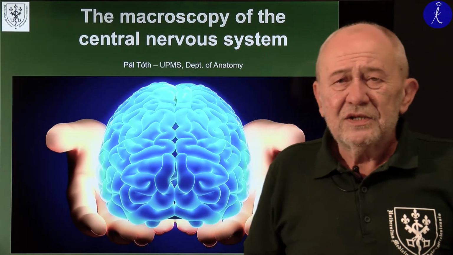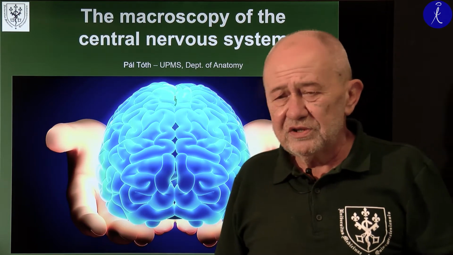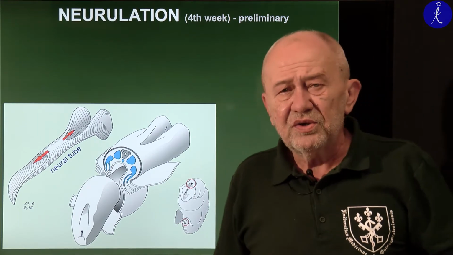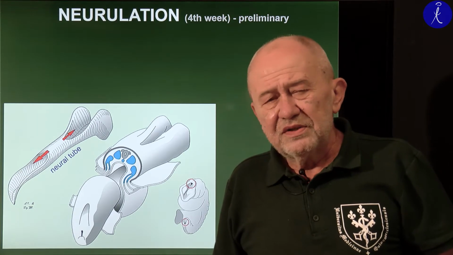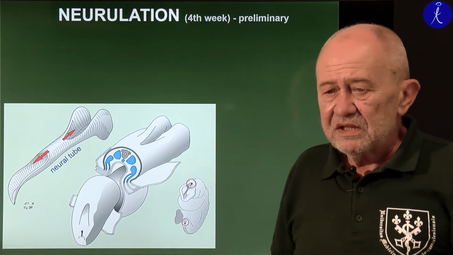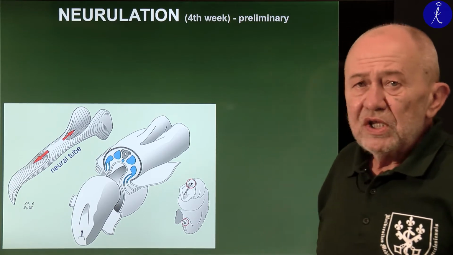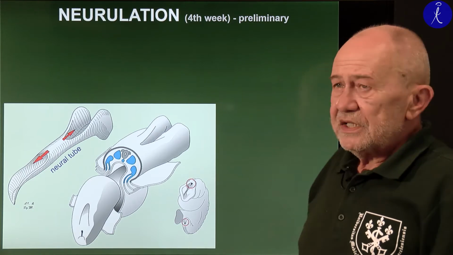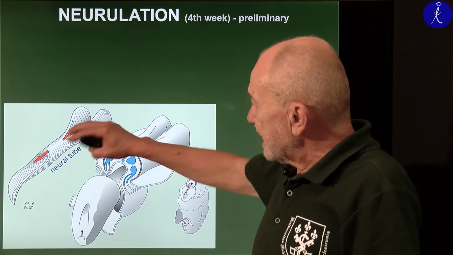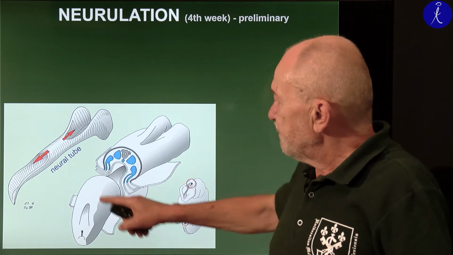Hello again. We should continue with the central nervous system after finishing the peripheral nervous system. First, a very brief preliminary knowledge is to be given to you. Not much, but in a couple of weeks you are going to hear a detailed lecture about the main developmental steps. So now what we need for today is the neural tube, which gradually gets closed from the surface ectoderm, which surrounds the body.